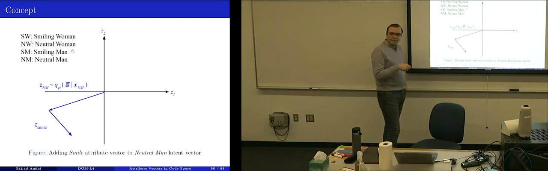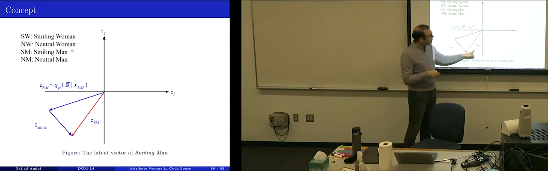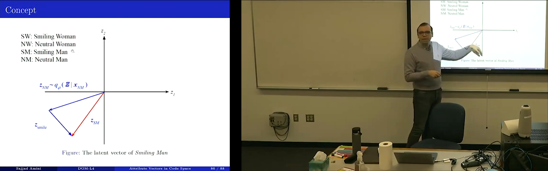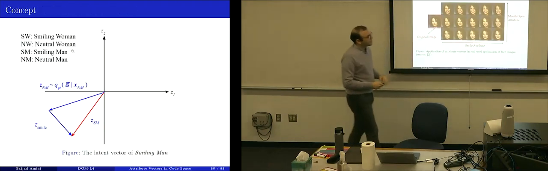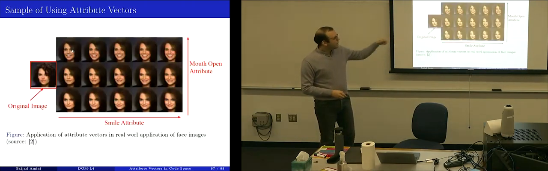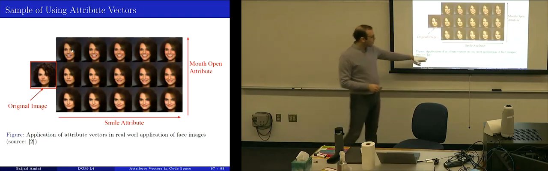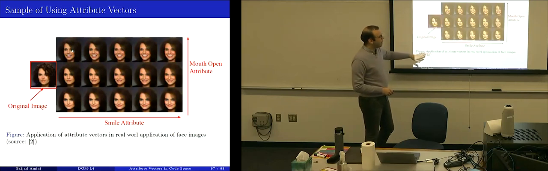What do I get? Hopefully I have a Z of a smiling man. That man is smiling. It means that the same man is smiling. And this is exactly the case that happened in VAE. It means that high-level information is exactly encoded into vectors. This is an example in this source. You can check this source. It has several interesting samples.